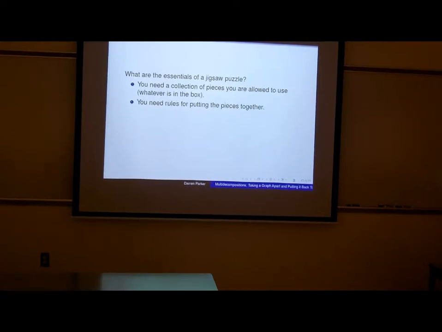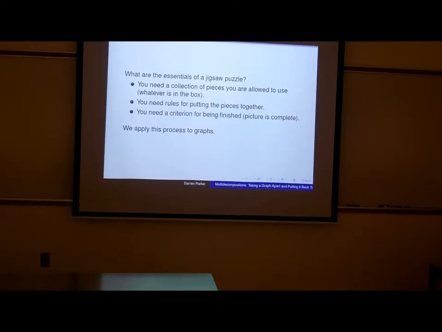You need rules for putting the pieces together. In a real jigsaw puzzle, the rules are pretty rigid. It'll be a little bit looser when we start talking about graphs. And the third thing is you need a criterion for being finished, and that's the picture being complete. You have your final picture, your target picture. And we're going to apply this process to graphs.